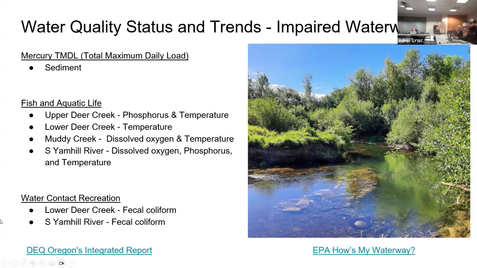But EPA did note that there's phosphorus and temperature issues in Deer Creek. Dissolved oxygen levels can be very low in Muddy Creek and the South Yamhill River as well. And then in the past, there also has been E. coli noted in Lower Deer Creek and South Yamhill River. But what I decided to focus on was collecting sediment samples and also focusing on temperature in the waterways. The most recent temperature data was probably 10 or 15 years old, so I wanted to see where things were at now.